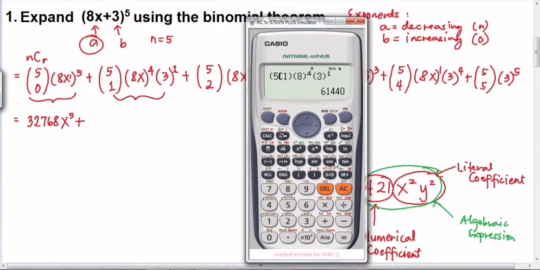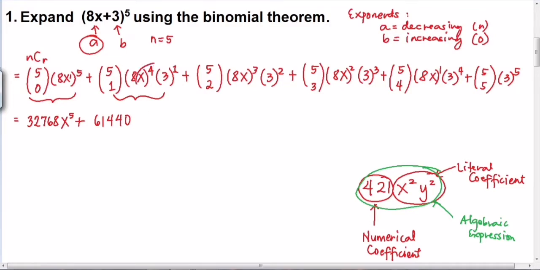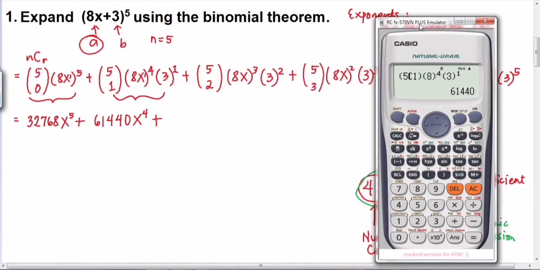Okay? Yan yung numerical. So, literal coefficient, meron tayong x dito. So, yan ay imaginary, raised to 1. So, magiging 1 times 4, that is 4. So, x raised to 4. Okay? Next. So, plus. Next naman natin, ito.